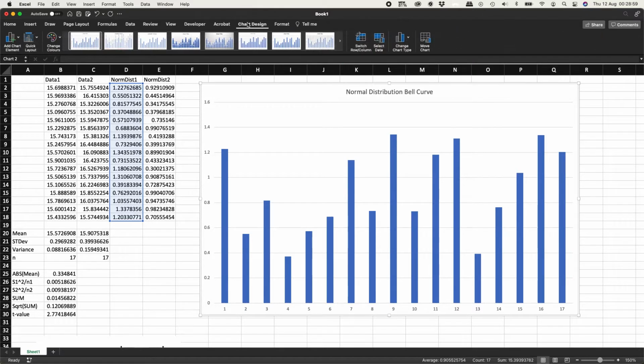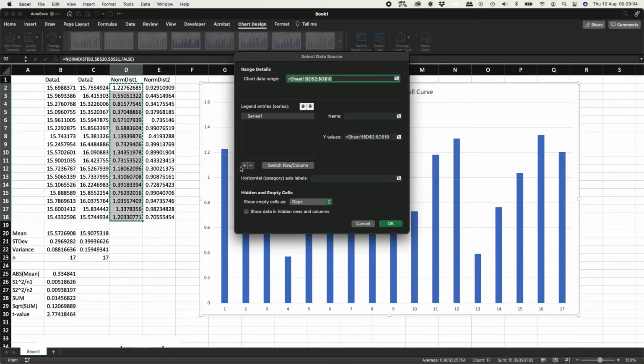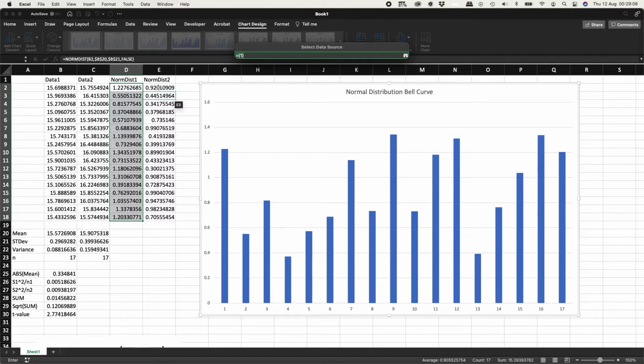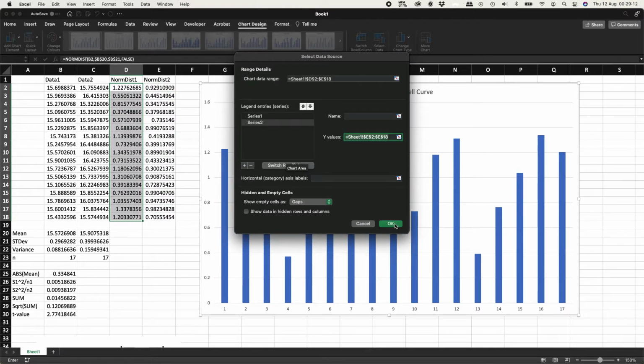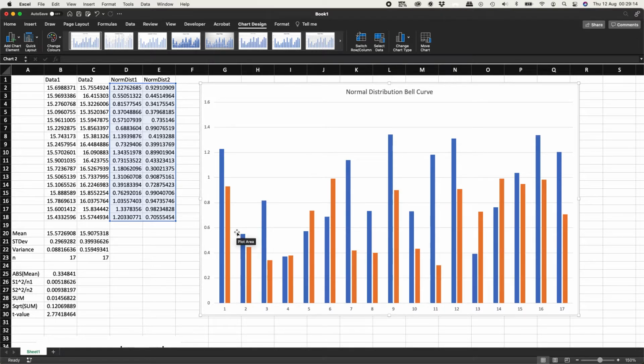Now we go to chart design, and then we go to select data. We add another series like this, and then we select our values for y. We select the second column of the normal distribution. We hit OK, and we get both values, but they still don't look like a bell curve.